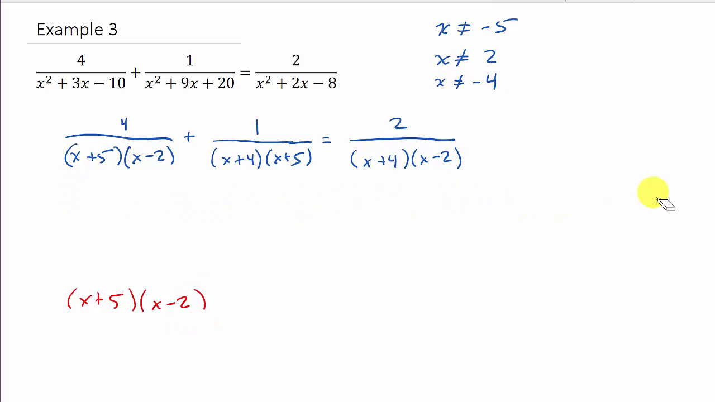Then we go to the next different factor, the x plus 4. The x plus 4 in this denominator appears 0 times. In this denominator it appears 1 time, and in this denominator it appears 1 time. The most number of times it appears in any of the denominators is 1 time, so we use it once. And what we do now is we multiply it to each term.